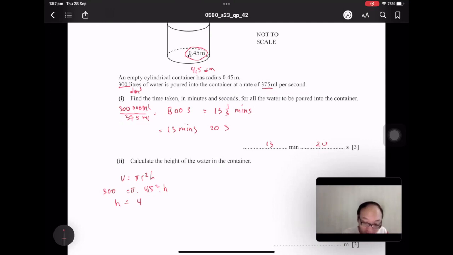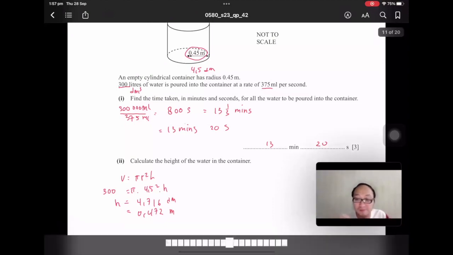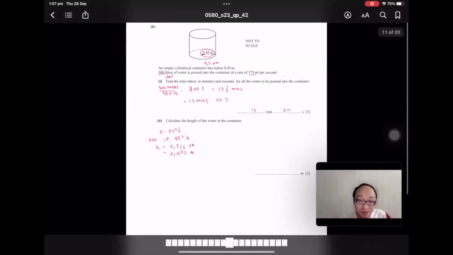So it's 4.716 decimeters, or in meters, we divide by 10. It's 0.472 meter. Don't forget to make the units the same. If you want to express it in meters, you have to change the 300 liters into meters cubed.